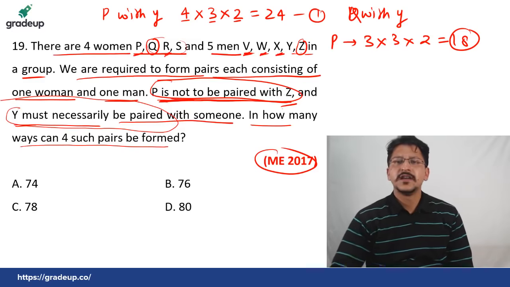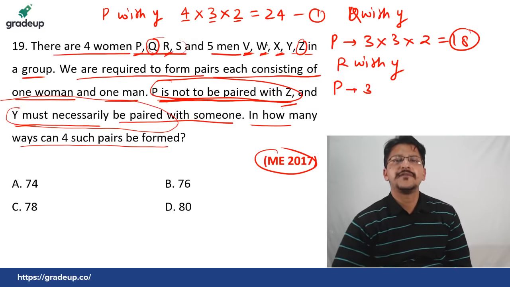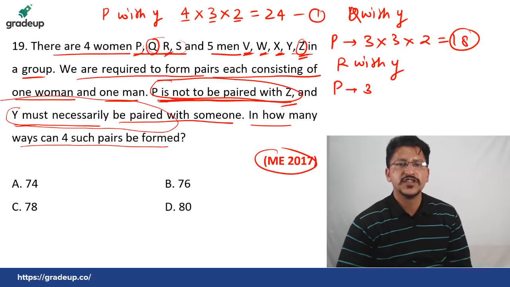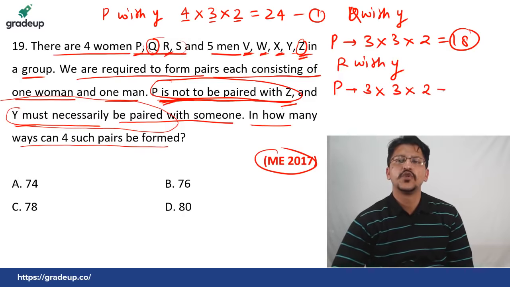Okay. Next, the third case is R is paired with Y. Then P can again be paired with 3, because R is paired with Y, then P cannot be paired with Z because of this condition. Remember this one. So P is paired with 3, Q with 3, S with 2. Okay. Remaining 2. So this again gives you 18.